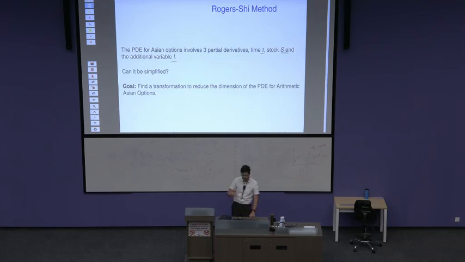And the question would be, can we simplify it? Time, we cannot get rid of, but can we replace S_t and I_t by something else that incorporates information of both and transforms the PDE into something that depends only on 2 variables? Can we reduce the dimension by 1? That's the question.